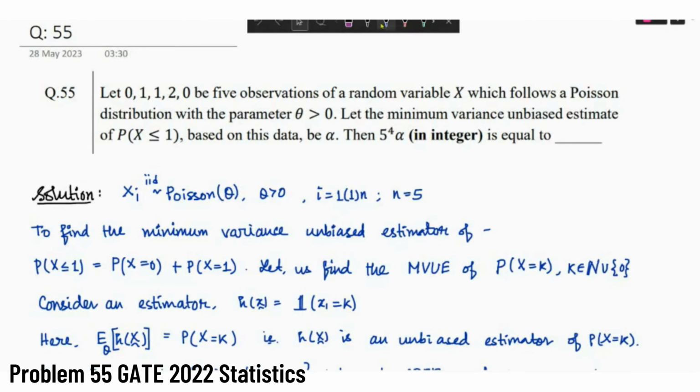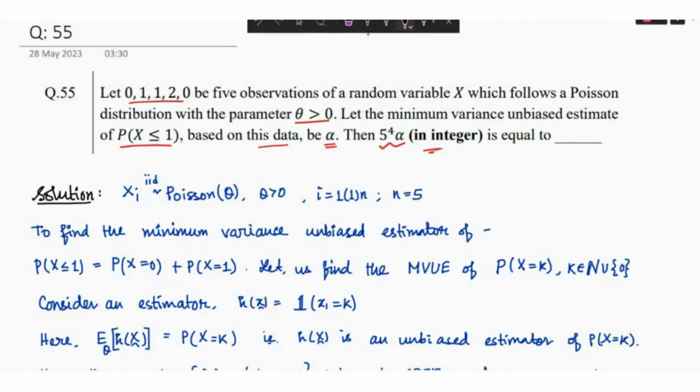The problem says that there are 5 observations 0, 1, 1, 2, 0 of a random variable X which follows a Poisson distribution with parameter theta greater than 0. The minimum variance unbiased estimator of the probability of X less than or equal to 1 based on this data be alpha. So we have to find 5 to the power 4 into alpha, in integer.